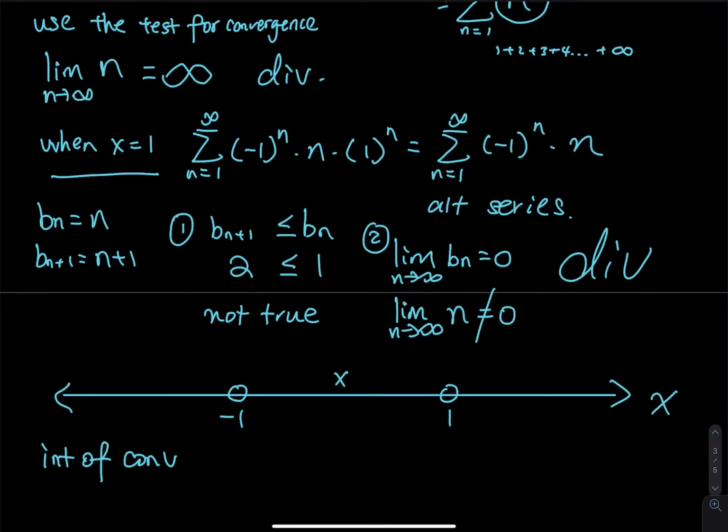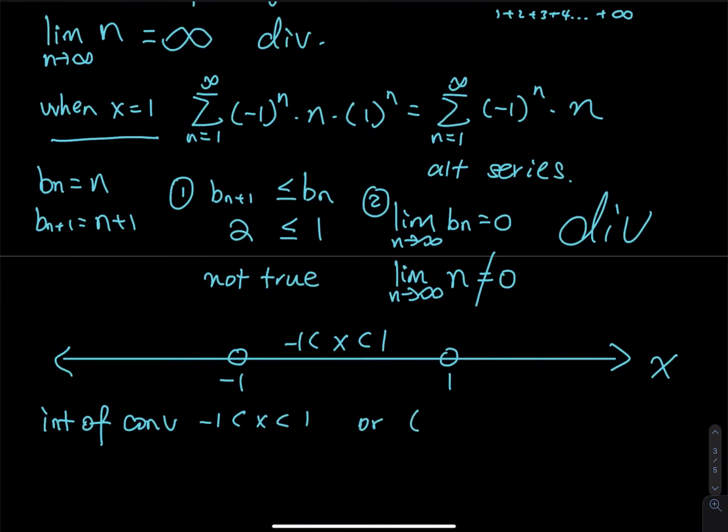x is between negative 1 and 1. So x is between negative 1 and 1, or you use the interval negative 1 to 1. This is called an interval. You are taking a calculus class, so I expect you to know what an interval is.